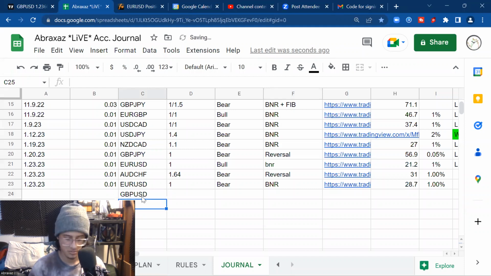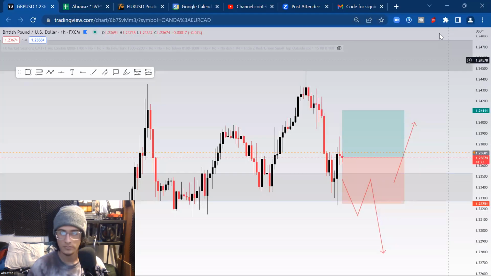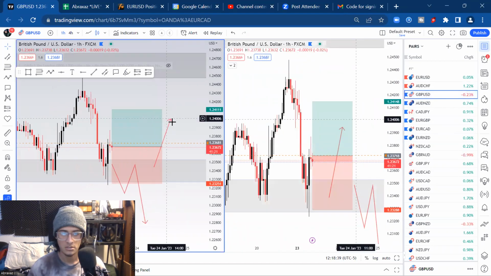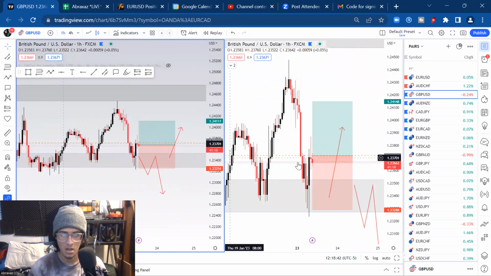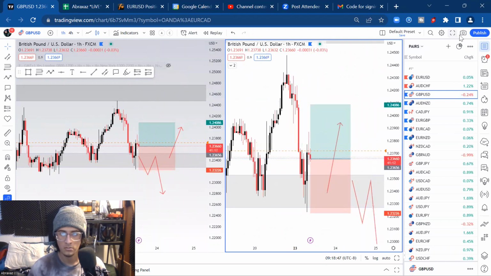GBP USD is gonna be 0.01 as usual. And the position on this is a 1 ratio. Break and retest, entry position. Oops. That's what I meant to do. GBP USD. We are entering this now. Boom. All right. I'm gonna buy this right now.